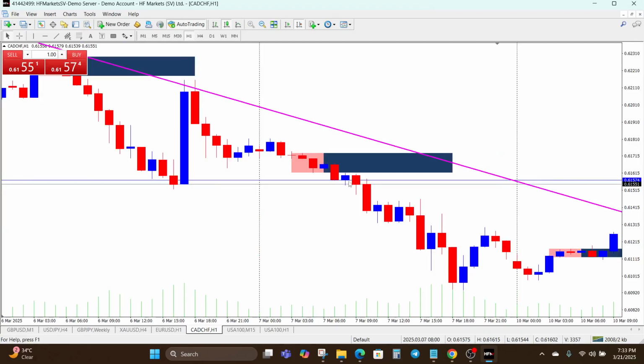Now, can you see this candle? Can you see what it did? After this one closed below the box, can you see that this one tested it? So this second strategy is trying to increase your chances of success.